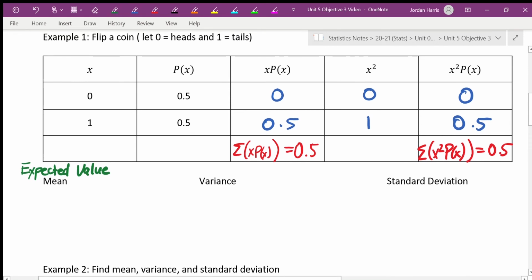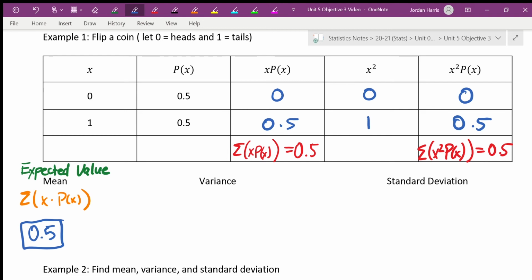Think about a coin flip. If I flipped a coin, what do we expect? We expect half the time it's tails, half the time it's heads. And if we look at our equation, which for the mean is the sum of x times p of x, which is right here, we already found that. The answer is 0.5. And that makes sense. It's halfway between heads and tails. We expect it to be half the time heads, half the time tails. So that's why that is our expected value.